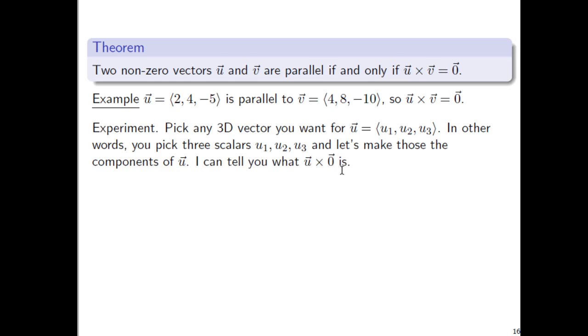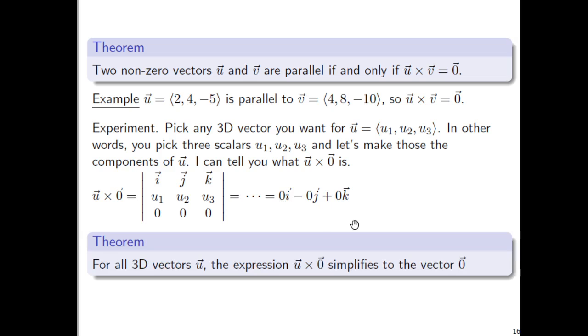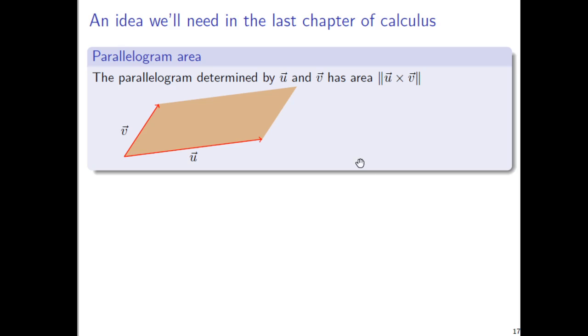Now I can tell you what the cross product of your vector and the zero vector is. If I start setting it up, so 3 by 3 determinant, your numbers that you've picked go here. I don't know what they are, but there's these zeros here. And what that's going to eventually do, I've skipped the work, is it's going to lead to 0i plus 0j plus 0k. And what happens then is no matter what 3D vector u is, the vector u cross the zero vector will always end up being the zero vector.